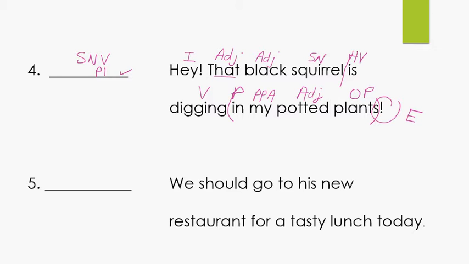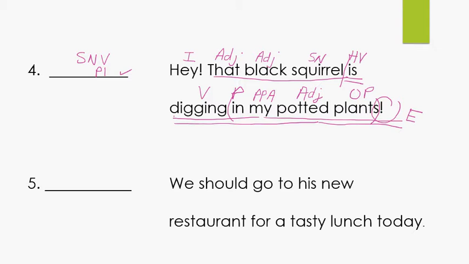All right, let's underline our complete subject, the black squirrel, once. And let's underline our complete predicate twice. I'm going to try really hard to make a straighter line this time. I stopped drawing and the pen just keeps going.